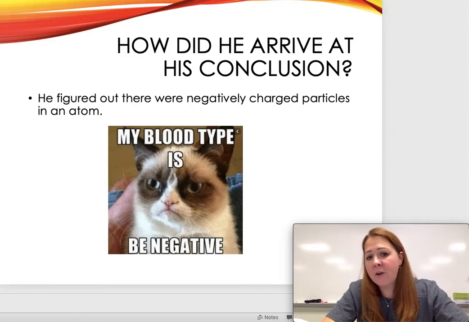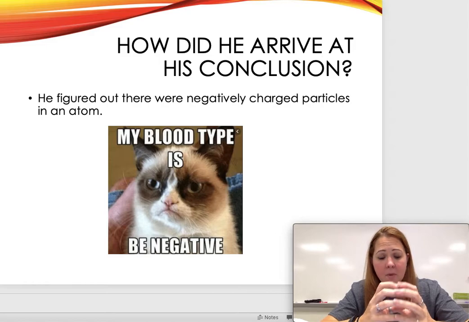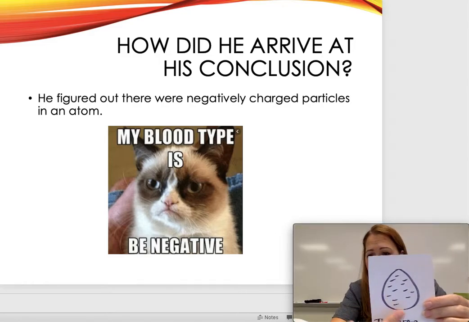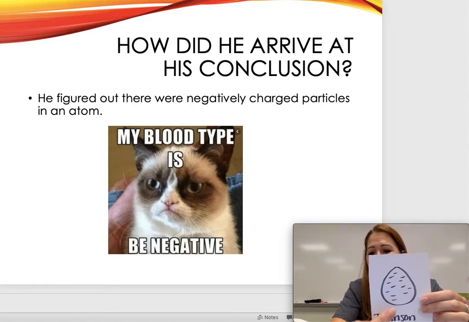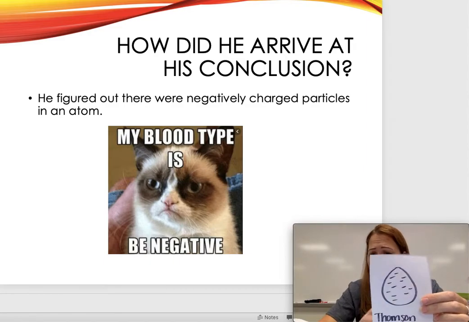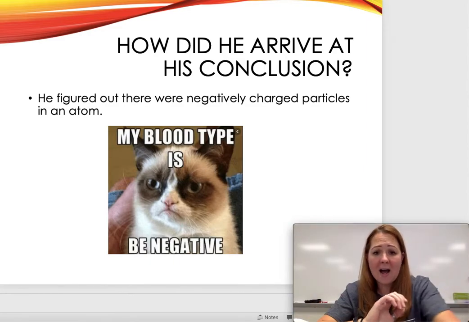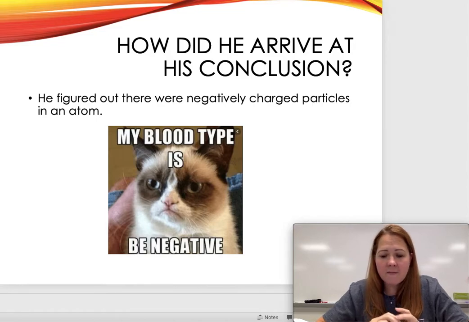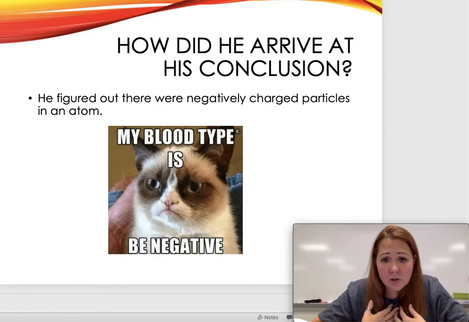So what he figured out was there were negatively charged particles inside of the atom. And with those negatively charged particles inside of the atom, it's not a very good circle, but it's a circle, he figured that they were just spread throughout the atom. There was no rhyme or reason as to why they were placed where they were, but he said that it's kind of like we would say chocolate chip cookie.